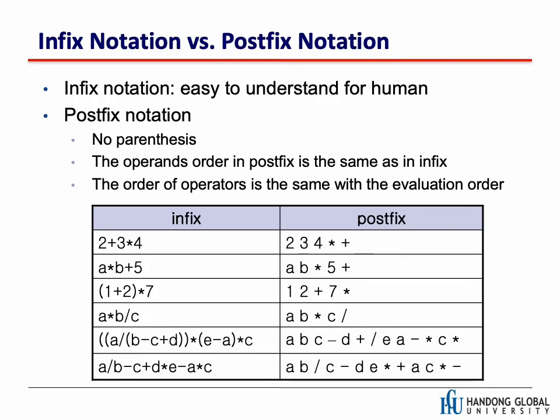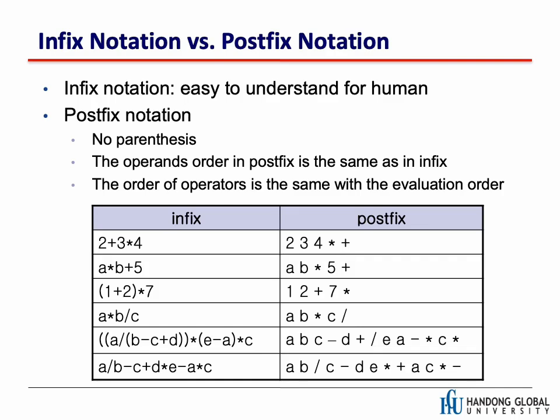Okay, let's try the next line. So in the next line, A star B plus 5, in infix notation, we know how to evaluate. And in the postfix notations, star is first. Okay, so we will evaluate A times B first, and then we will evaluate the next operator. How about the third one?